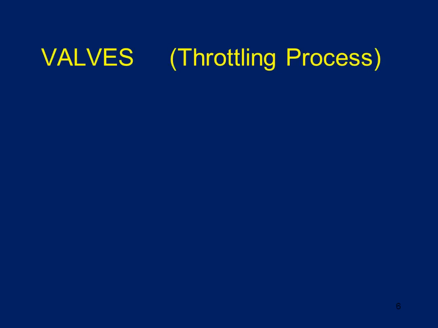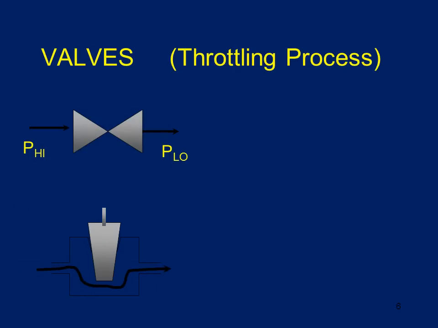Now valves is something that we'll use a lot as we go in and look at systems. When we start putting these things together, valves we'll use a lot. Now throttling process is an approximation of what goes on in a valve, so we'll look at throttling processes so that we can model valves. A valve takes a fluid at a high pressure, comes out at a low pressure, and here's what it may look like. You have a restriction in your line that causes the fluid to have to change directions, and what happens is the pressure drops as you go through the valve.